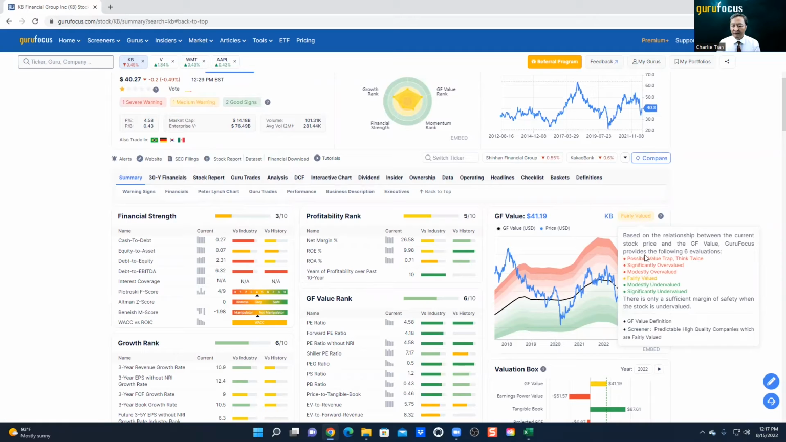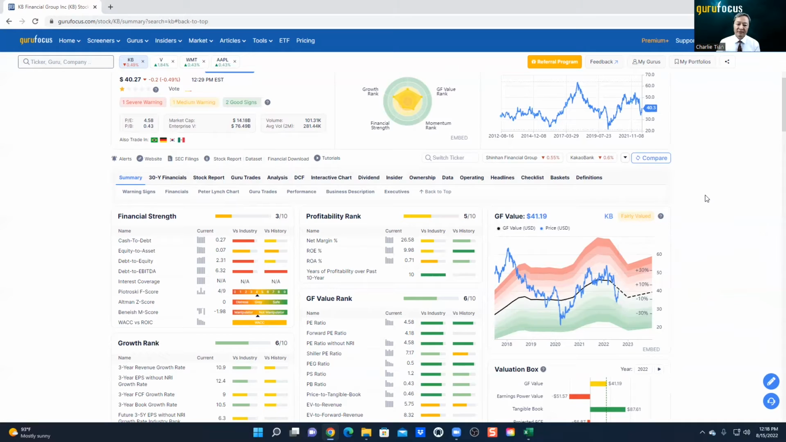Depending on the valuation, we display different things here. When it's a value trap, although it looks very undervalued, we'll tell you it might be a value trap. Otherwise it can be significantly overvalued, modestly overvalued, fair valued, modestly undervalued, or significantly undervalued. As I mentioned, it doesn't mean you want to invest in significantly undervalued companies because they may have other problems. But GF Value gives you an overall idea of the valuation of the business.